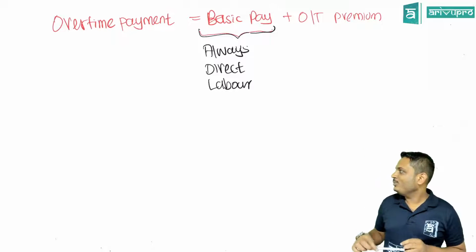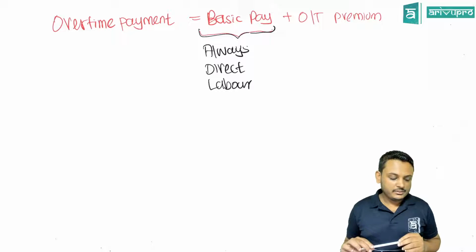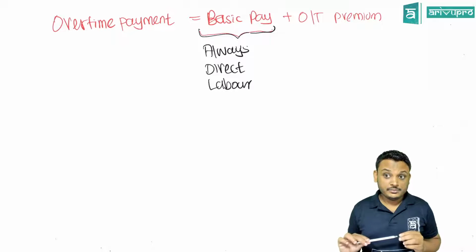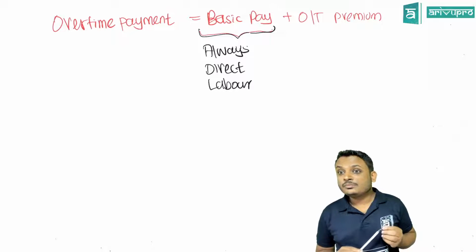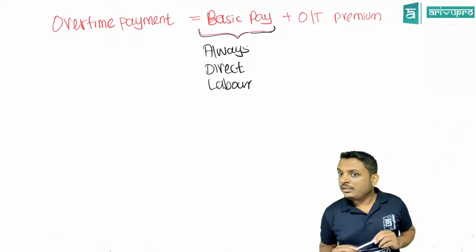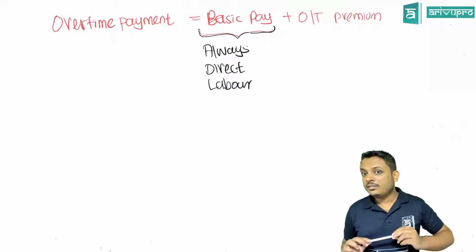Sugi, overtime premium, direct or indirect? Why? The company requires work for a specific job, it will be a time.